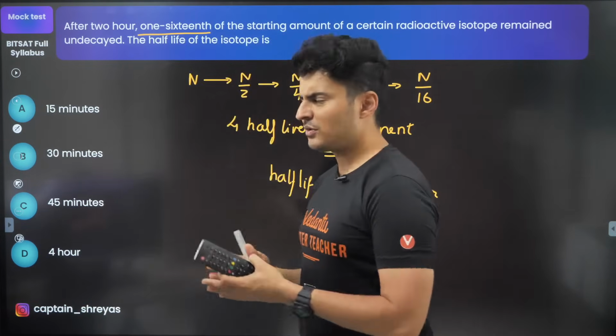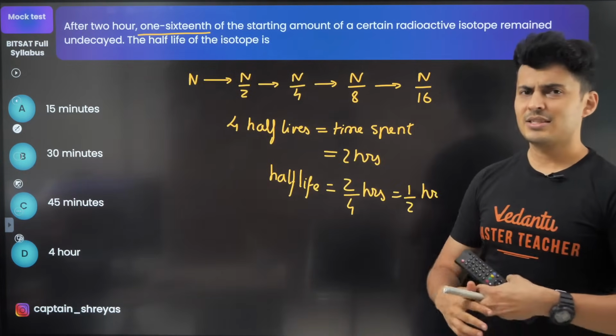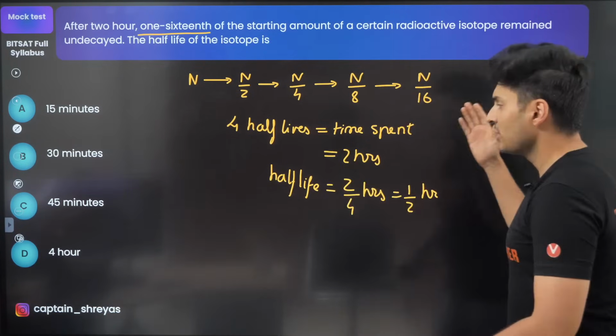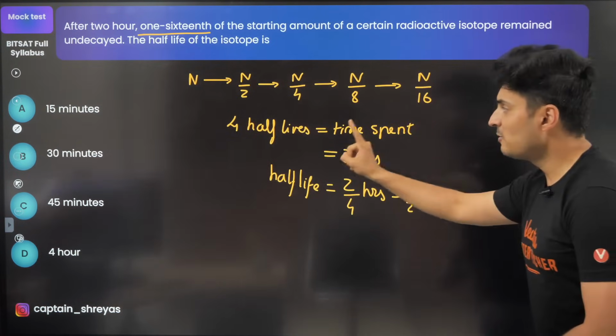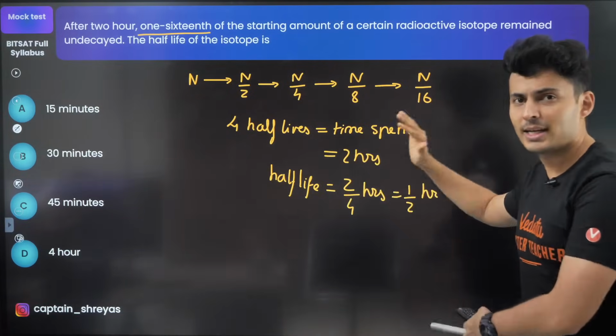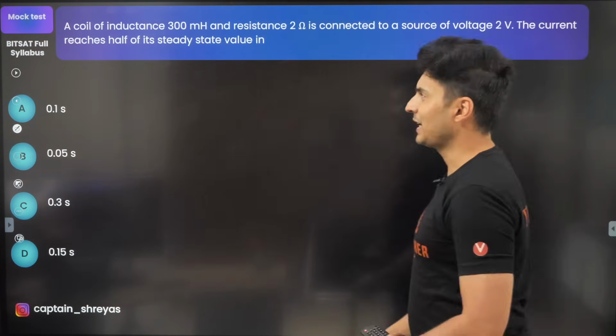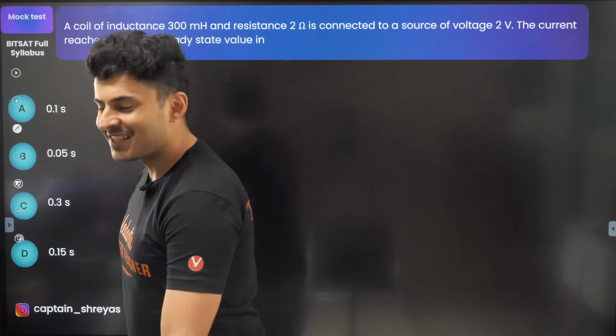So you just figure out, oh, 1/16, that's half raised to 4. So 4 half-lives are there. So that means you will think about how much 1 half-life will be. It will be the total time divided by 4. That's it, half an hour. Moving on to the next one. All right, so let's move on, guys.